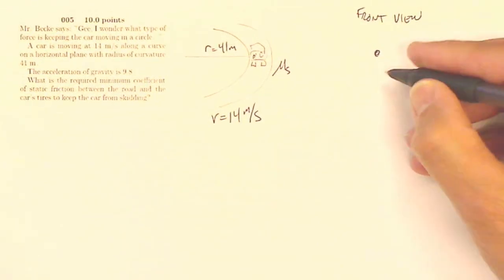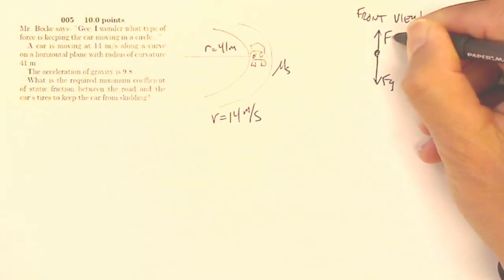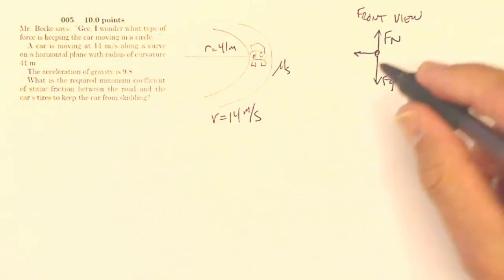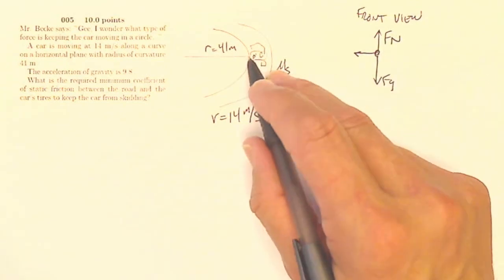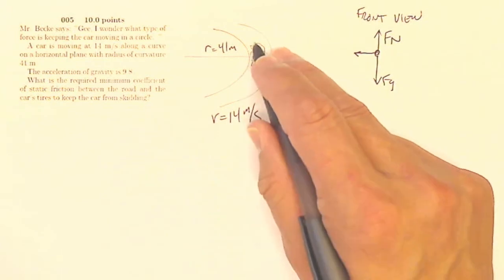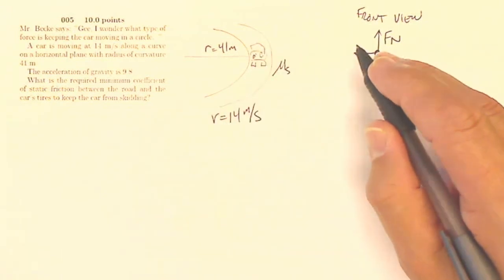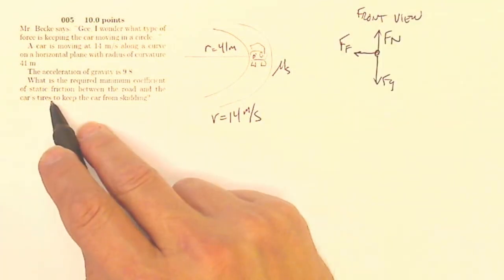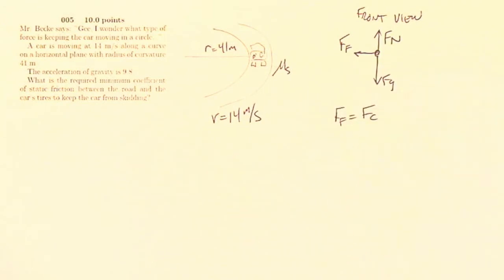From the front, I know that there's gravity pointing straight down. There's a normal force pointing straight up. And to get around the corner, I need some force that's pointing towards the center of the circle. I'm not going to write centripetal because I never put centripetal force on my free body diagram. But I know that if the tires lost their friction with the road, the car would continue in a straight line. But now the car is making it around the turn. So I know that this force is the force of friction. I'm looking for, so I know that my force of friction is going to be my centripetal force.